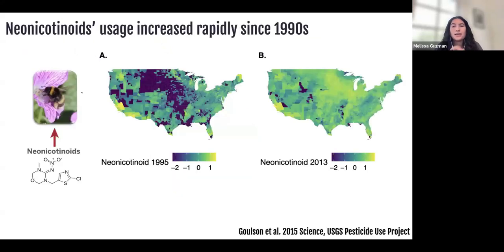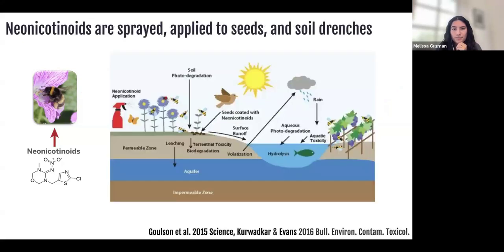In this map, I'm showing you the amount of pesticide use combined between all compounds of neonicotinoids between 1995 and 2013, using the USGS pesticide use project data. You can see that since they were developed in the late 1980s, neonicotinoids were adopted really rapidly across most of the United States. Just so you know, these are log scaled, and so the amount of these compounds used across the country is pretty high.